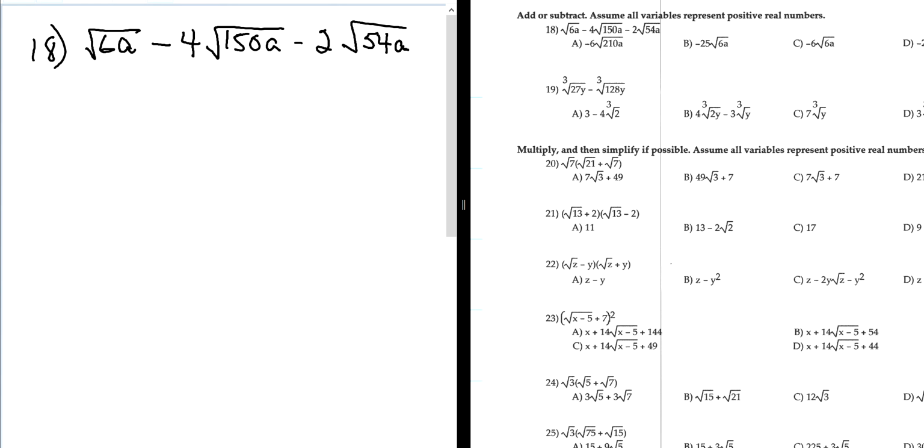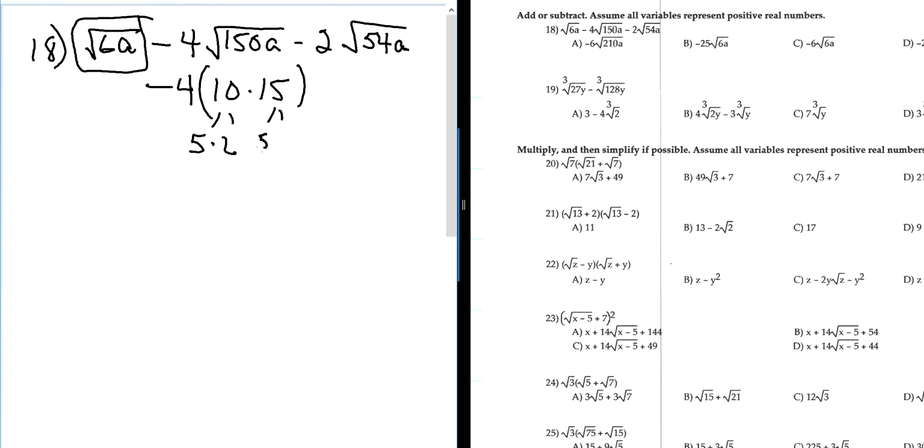Okay, for 18, we've got a little bit of work to do on these. Starting with this 6a, there's nothing I can do with it, so I leave it alone. And here I've got minus 4, and then I'll break down the 150. The 150 will break down to be 10 times 15. The a is going to stay. The 10 is going to be 5 times 2, and 15 will be 5 times 3.